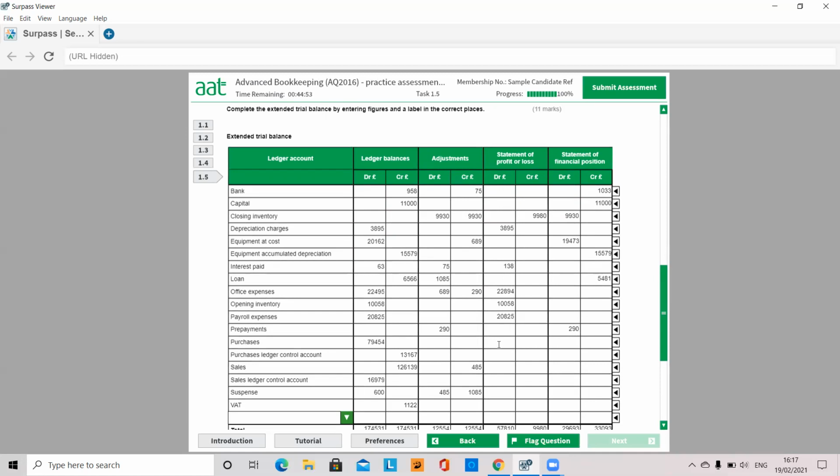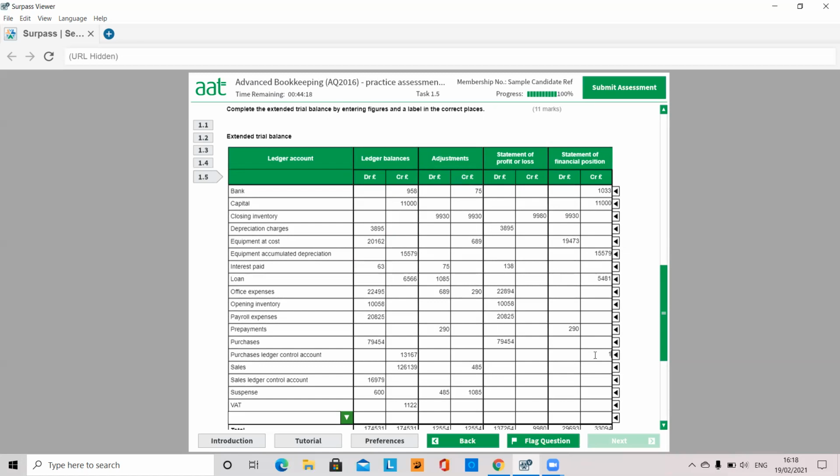Purchases is a cost of sale. So debit, as you know, if you do PERLs, purchase expenses, purchases, expenses and assets for the PEA. So your purchases is 79454. Purchase ledger control account or creditors control account. So your suppliers, we're saying that we owe our suppliers 13,167. So as you know, that's a current liability in your statement of financial position.